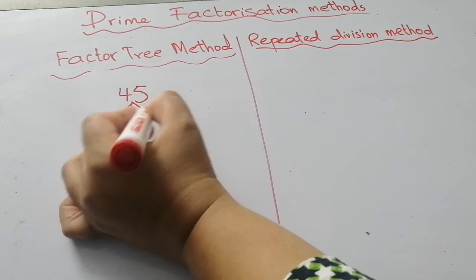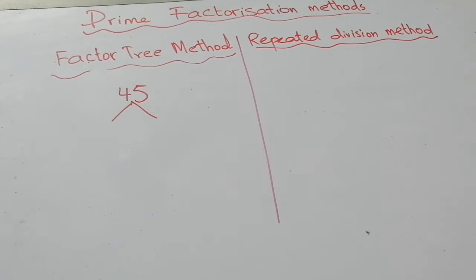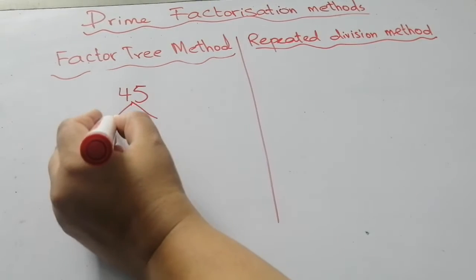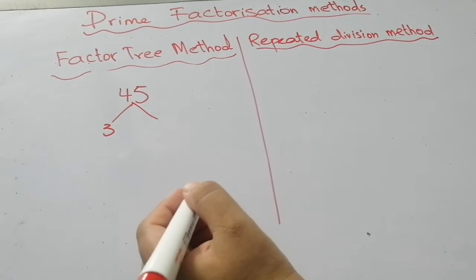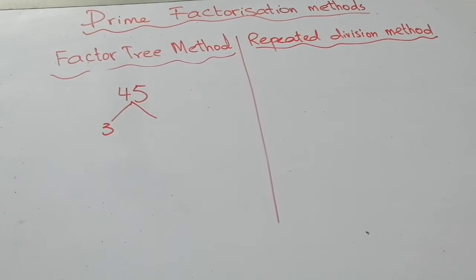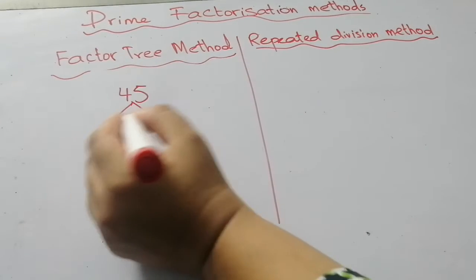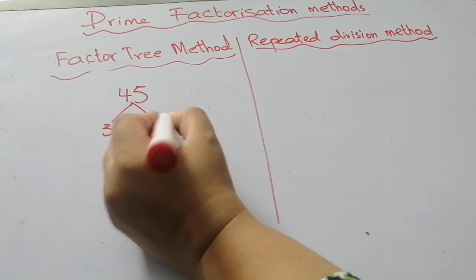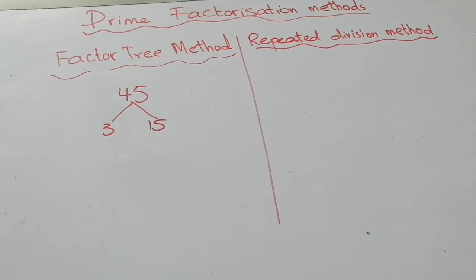What about 3? The divisibility rule of 3 says that the sum of the digits should be divisible by 3. 5 plus 4 is 9, and 9 is divisible by 3. So 3 can be the first factor in which we can split. 3 into 15 is 45. So I can split 45 into two parts, 3 and 15. If we multiply 3 and 15, we will get back 45.